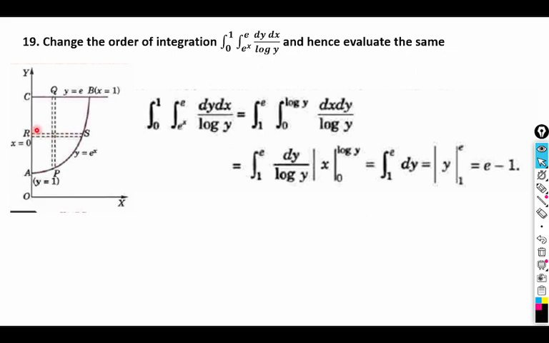Okay, so this is the graph where the horizontal strip RS we have taken from x equal to 0 to x equal to log y. That's one.